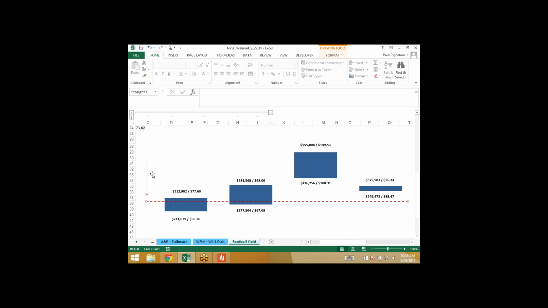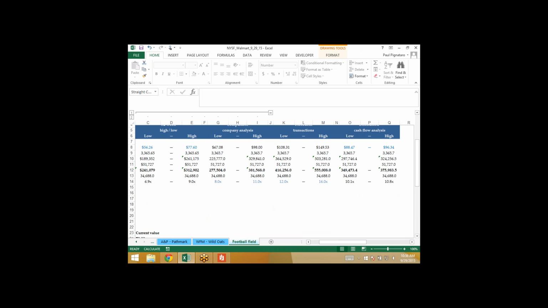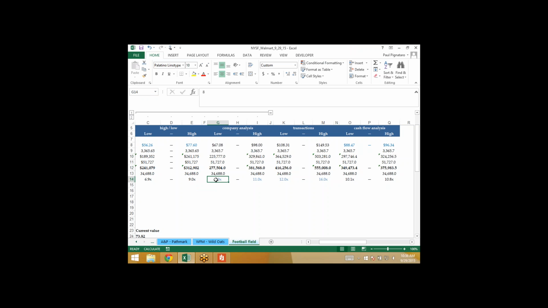What's the range? Well, what did we do on a multiple basis? We did 8 to 11, 3 points is pretty good. 10.1 to 10.8 is too much. A 3 to 5 point spread is what you want.